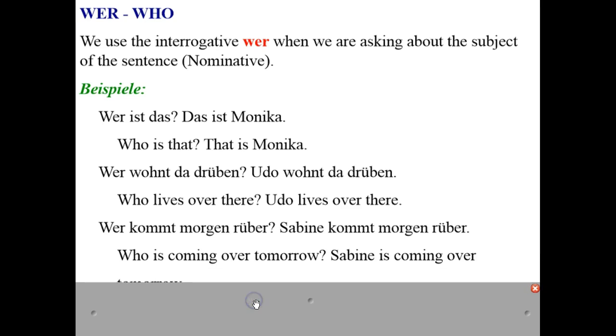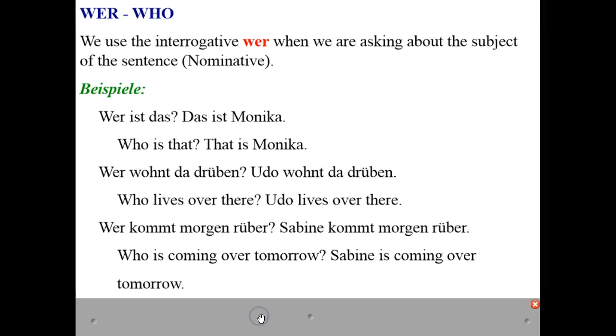Wer kommt morgen rüber? Sabine kommt morgen rüber. Who is coming over tomorrow? Sabina is coming over tomorrow. Sabina is doing the action, so we are asking about the subject of the sentence, wer.